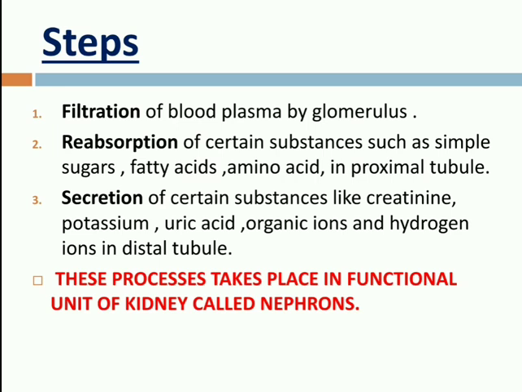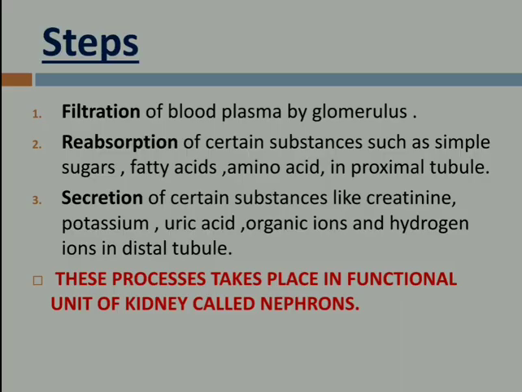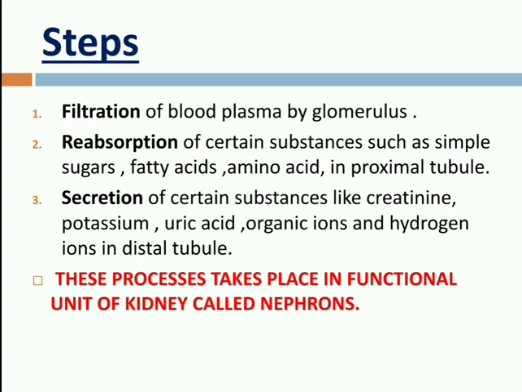Then the reabsorption of certain substances like simple sugar, fatty acid, amino acid takes place in the proximal convoluted tubule or PCT. Then secretion of certain substances like creatinine, potassium, uric acid, organic ions and hydrogen ions takes place in the distal convoluted tubule or DCT. The whole process of urine formation takes place in the functional unit of the kidney known as the nephron. There are millions of nephrons present inside our kidney.